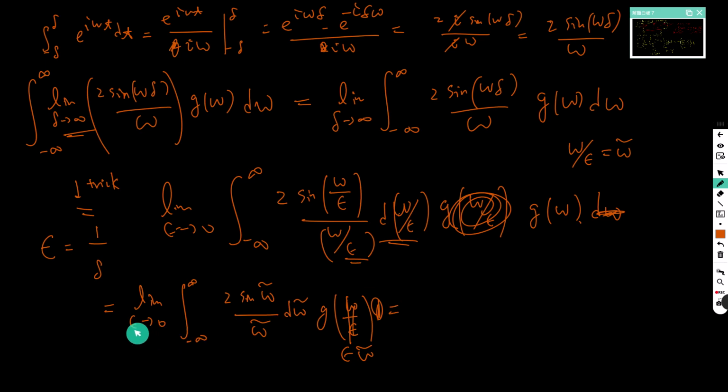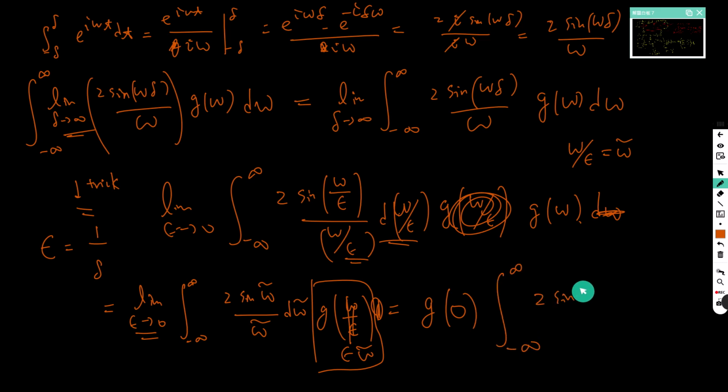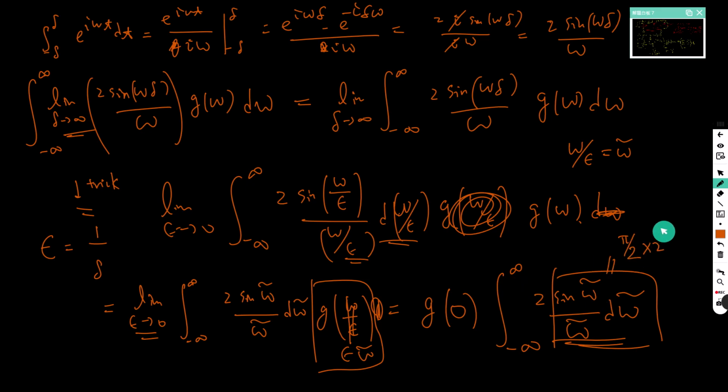Now notice that when you take the limit of epsilon going to 0, there's only one dependence here. You just take this out and write it as g of 0. Then all you need to compute is the following integration. Amazingly, this integral is computable. You can use complex analysis. The important formula is the following: the integral from 0 to infinity of sine x divided by x dx is pi over 2.